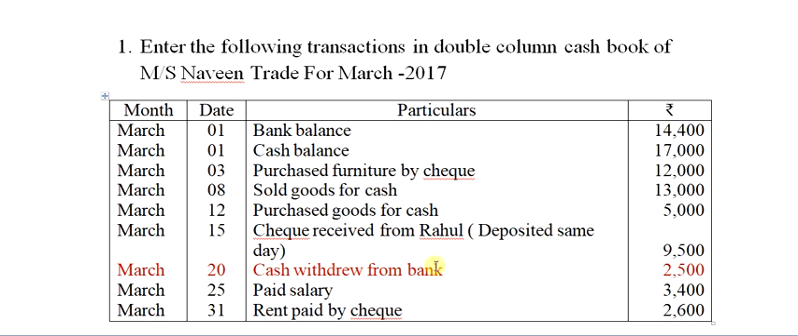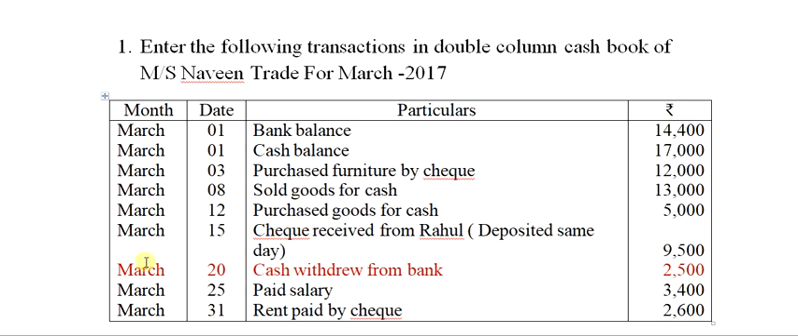See here, March 20th, cash withdrawn from bank, rupees 2,500. We should think here that the cash has been withdrawn from the bank for office use. Cash withdrawn means what happens? On one side our cash balance decreases. Which side? Credit side. Again, what happens under the debit side? What is increasing? Bank balance decreases actually. Yes, bank balance decreases. It should be shown under which side? Credit side. And again, what balance increases here? Cash balance increases. So that should be shown under the debit side.